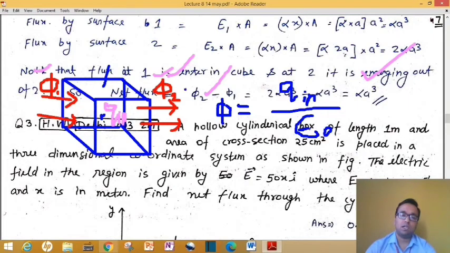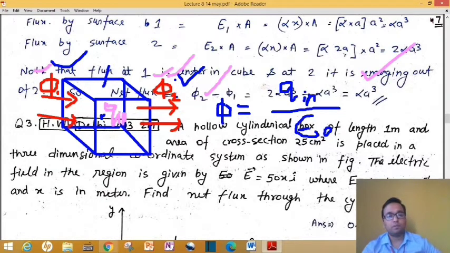So I am asking that this amount of flux, that is phi 2 minus phi 1, that is alpha A cube. Okay, this amount of flux we are getting. So how much charge can create that amount of flux? This is the question. How much amount of charge we should place inside this cube so that it can give total amount of power, total amount of radiation, that is equal to phi 2 minus phi 1, that is equal to alpha A cube.